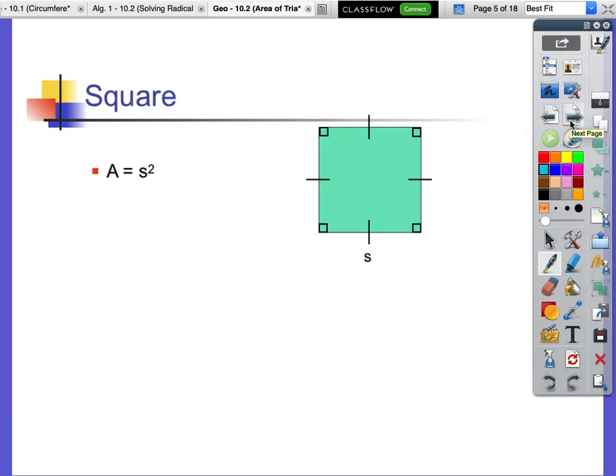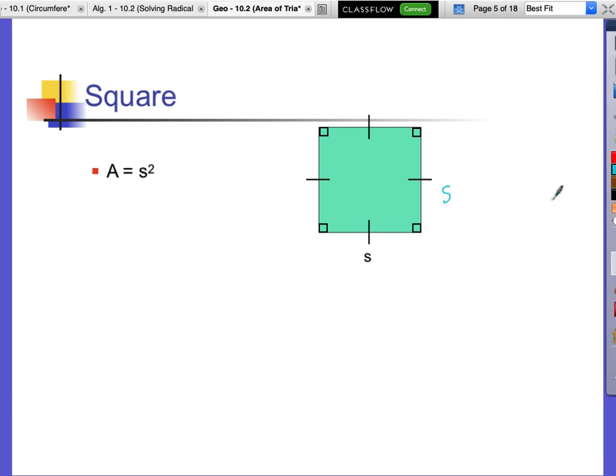First off, area for a square is side squared. Is a square a rectangle? Yes. So could you technically use length times width for this? It's the same thing, because this is S and this is S, and you just take S times S and you get S squared.